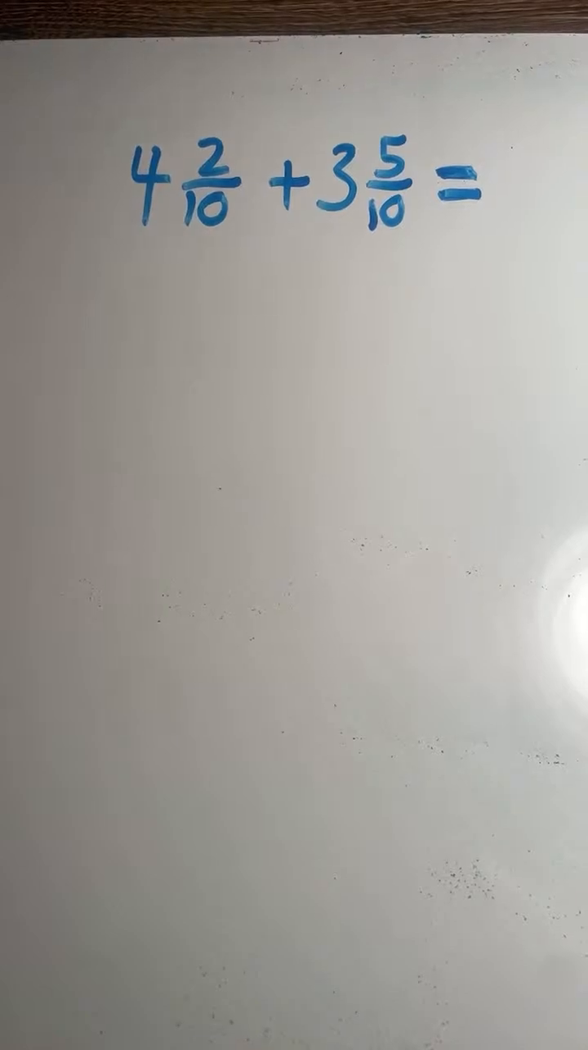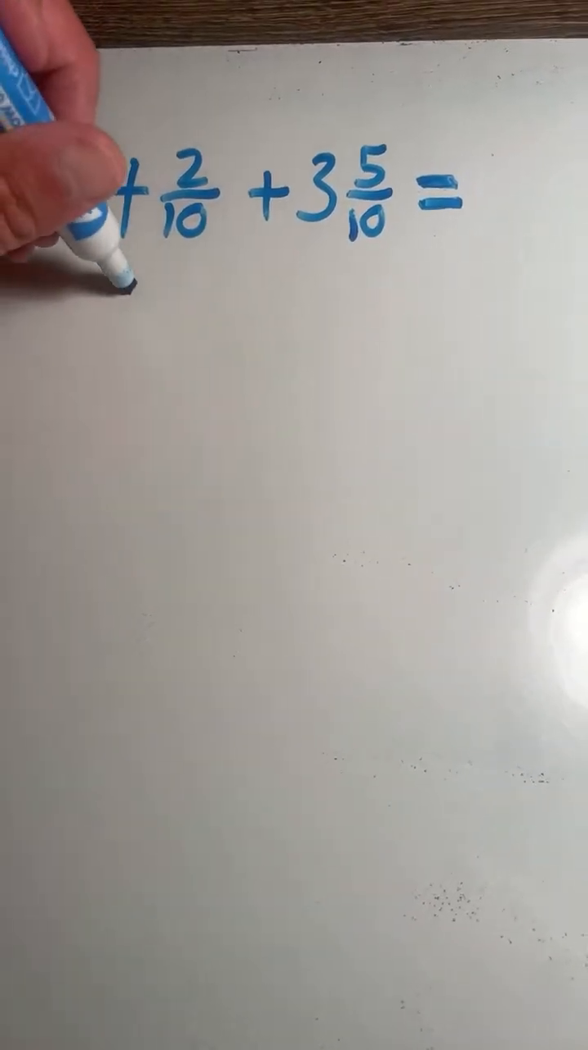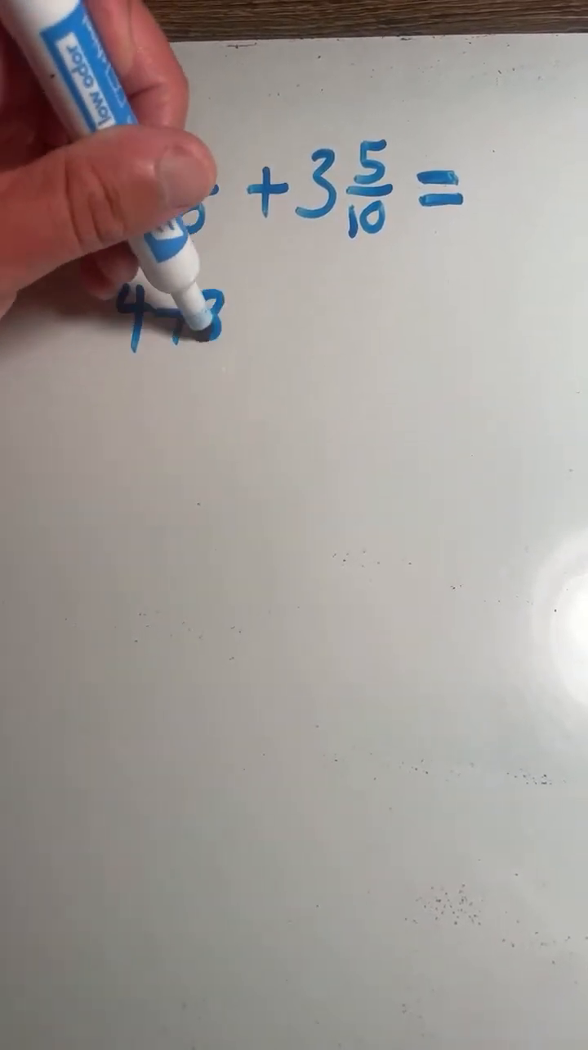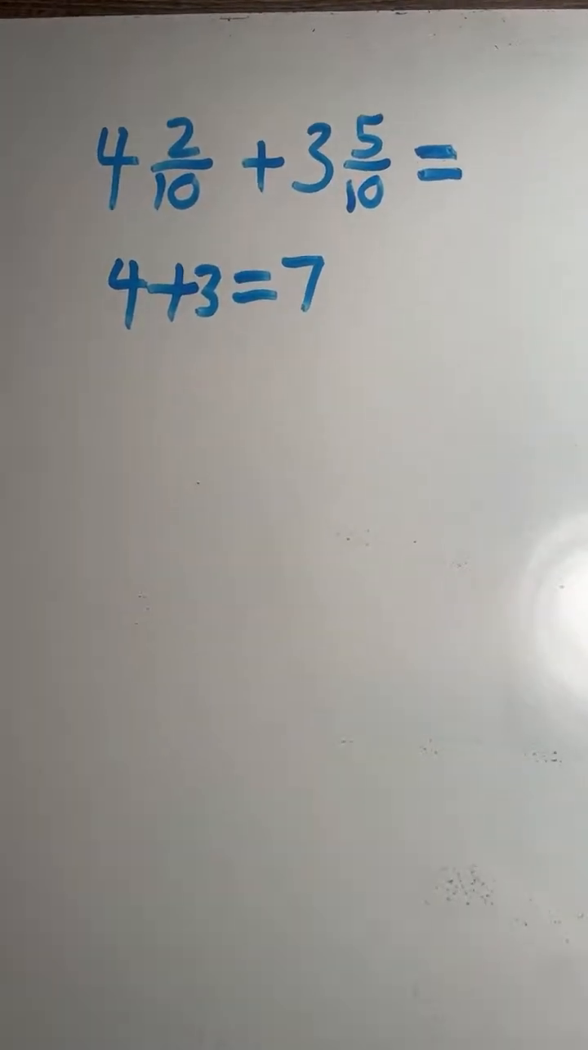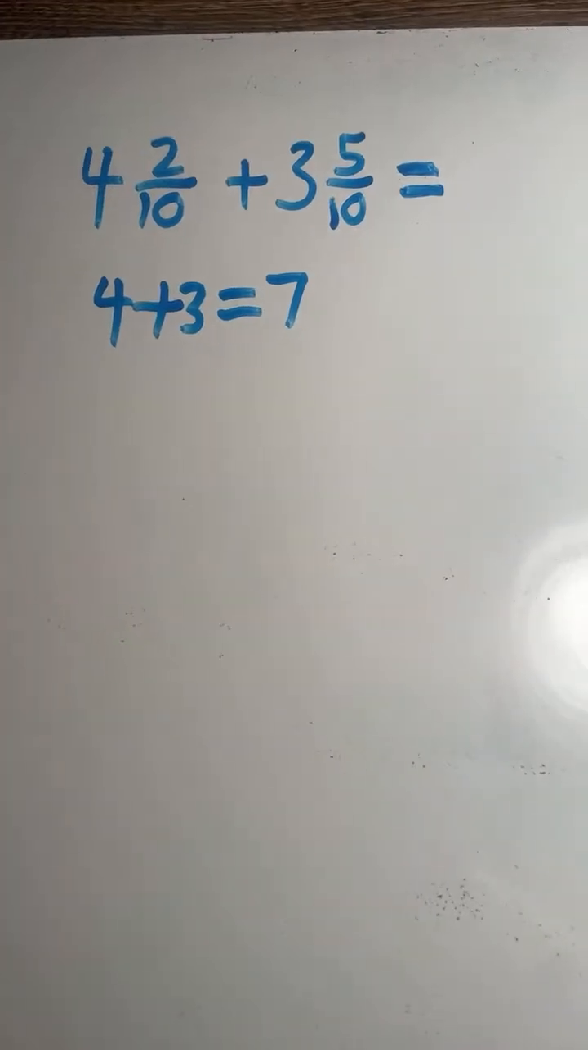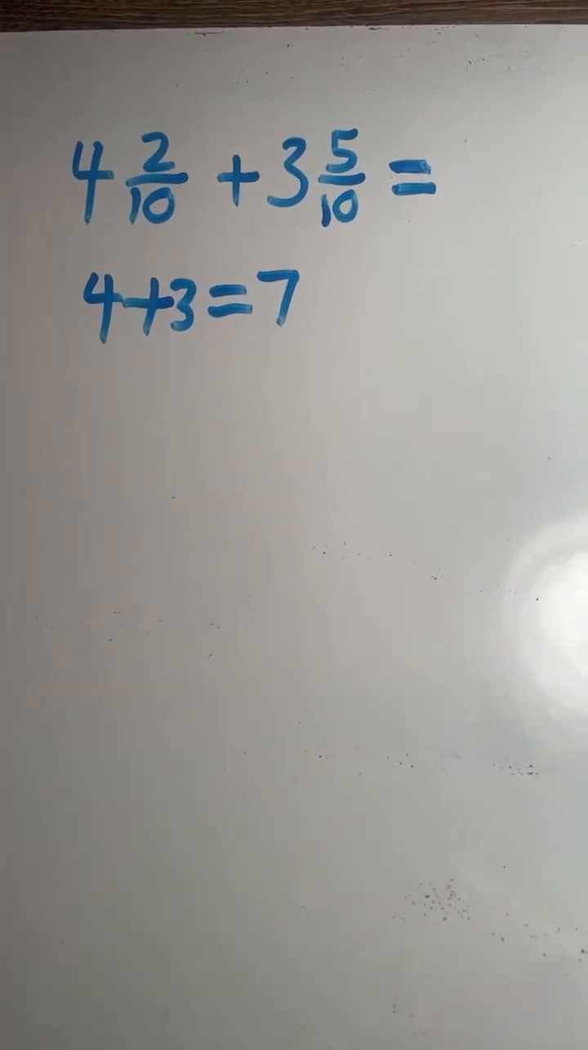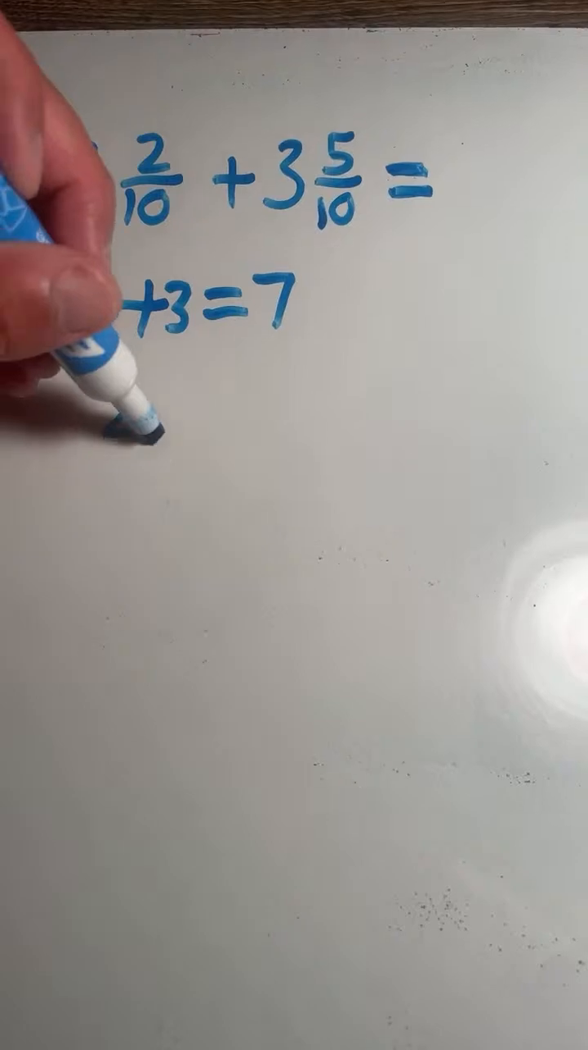4 2/10 plus 3 5/10. So step one, we add our whole numbers. 4 plus 3 equals 7. Step 2, we add our fractions.